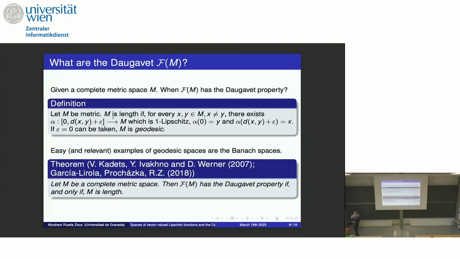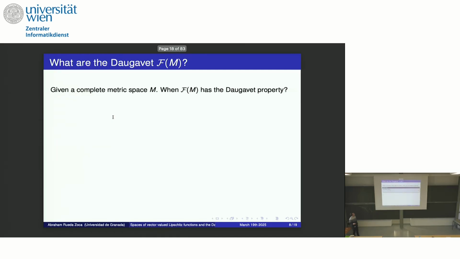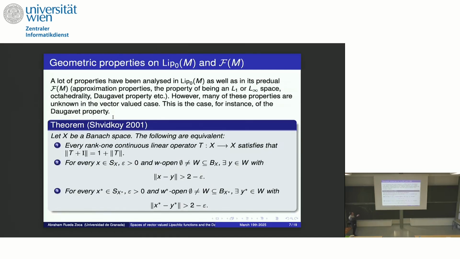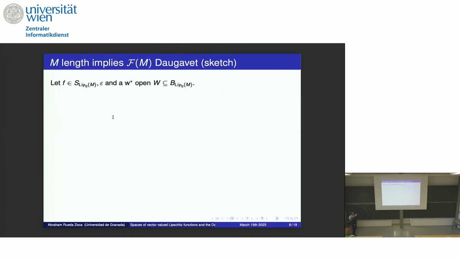Okay, and why doesn't this work for the vector valued case? Let's try to see how to prove the Daugavet property in the real case, and let's see where the gaps are. We will make use of this third condition. So we consider a Lipschitz function, an element in the dual of F(M), a positive epsilon, and a weak-star open set W, and we want to find some y in W far away from f.